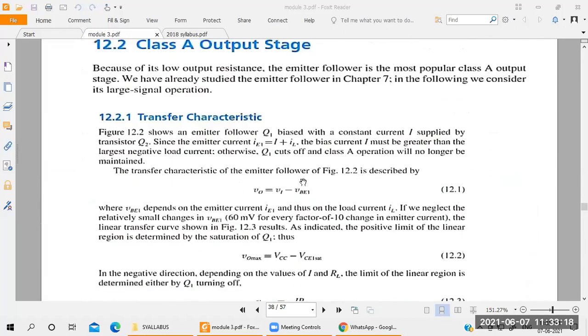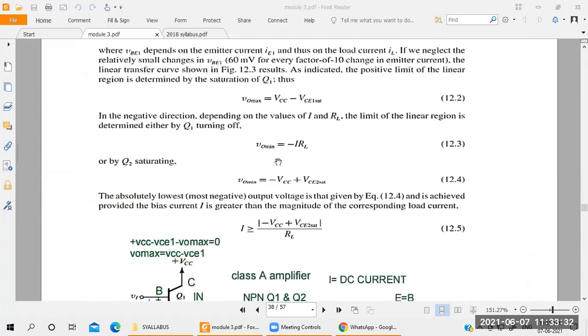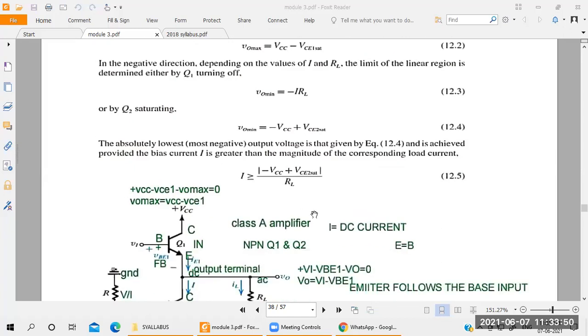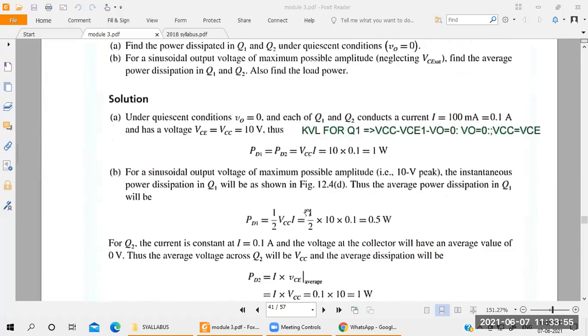First, take the equations. V0 is equal to Vi minus VB1, for the positive voltage. The maximum positive voltage equation is plus VCC minus VCE1 saturation. For negative output voltage, it is minus IR. The maximum negative voltage is minus VCC plus VC saturation. Then what is the current equation for the emitter follower? For the Q1 transistor, minus VCC plus VC saturation divided by R. These are the given equations. Based on that, you have to write the formulas here.